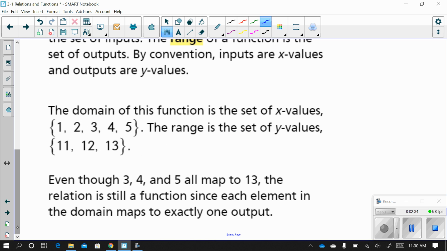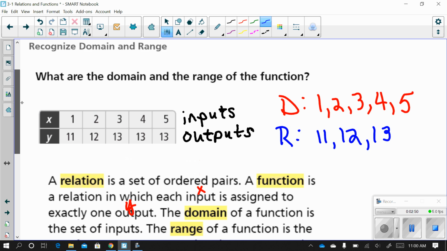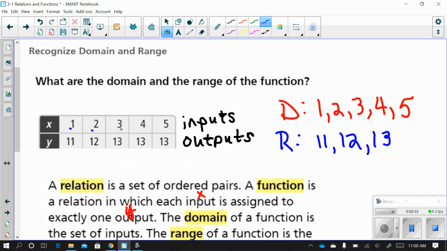Okay, so you might be thinking, wait a minute, I've got all these 13s hanging around. How is this still a function? Even though 3, 4, and 5 all go to 13, the relation's still a function since each element in the domain has only one output. Basically what this is saying is you don't want any x's to cheat. Each x has to be distinct. Notice we don't repeat 1, we don't repeat 2, we don't repeat 3, 4, or 5. Just because 13 repeats doesn't make it not a function.